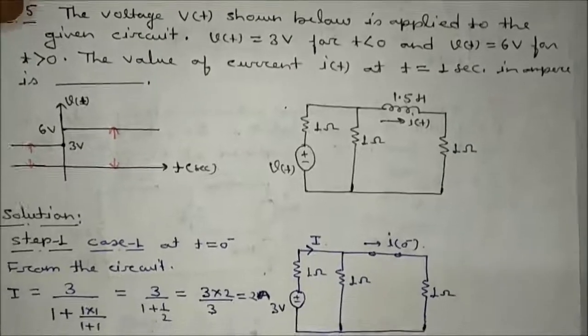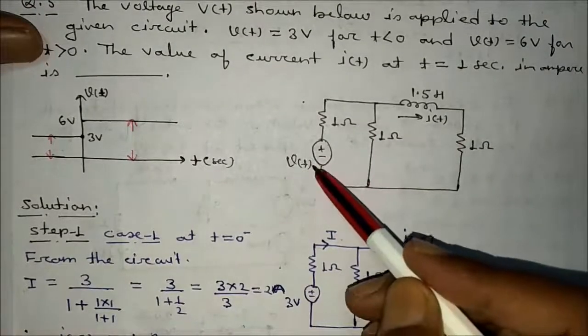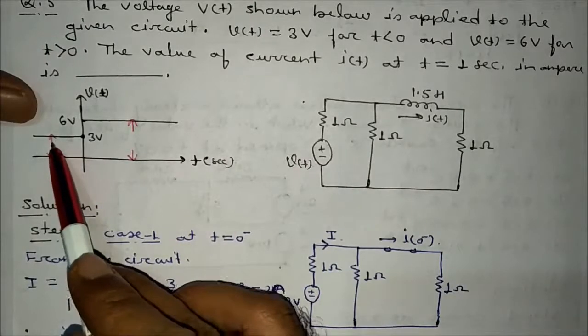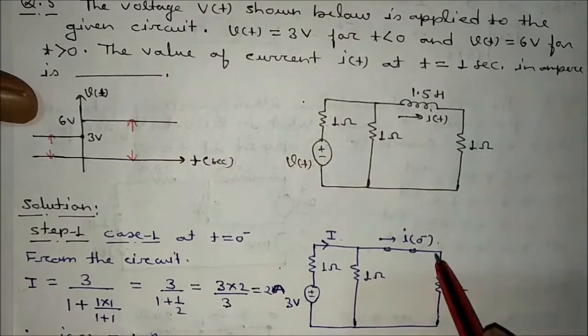Step number 1, at t equal to 0 minus. What will happen at t equal to 0 minus? The v(t) value is how much? That is equal to 3 volt. So this will be 3 volt. The inductor will be shorted. Can you find this current i(0 minus)? You can easily find this current.